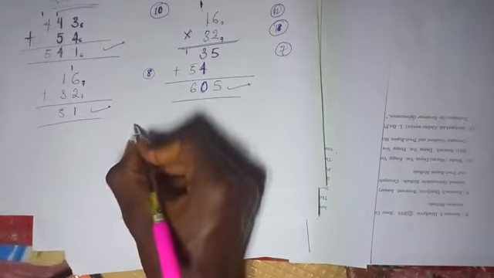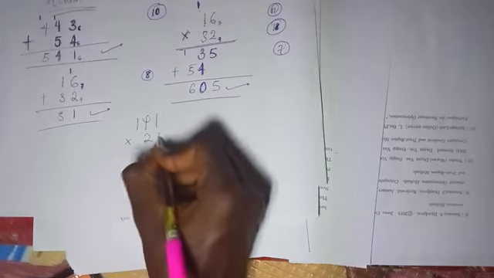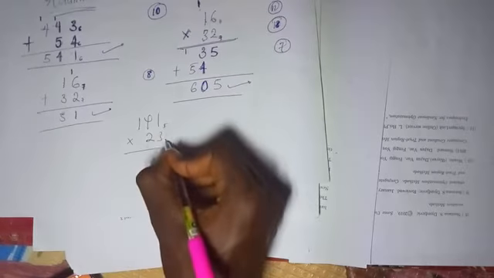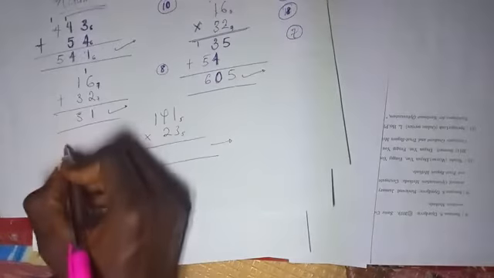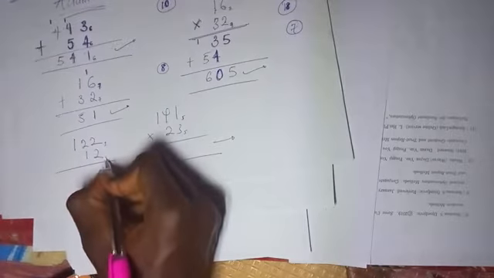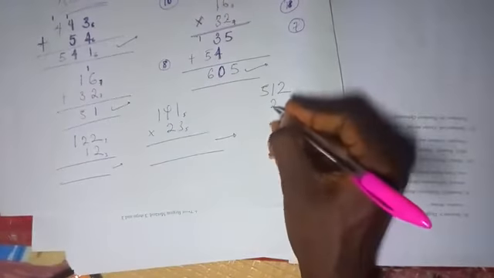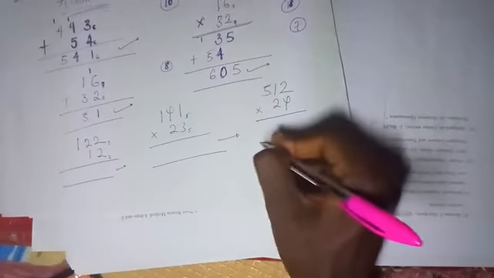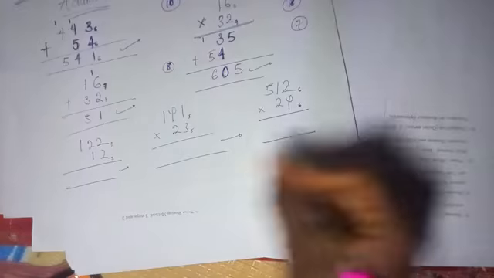So you can try this on your own. Try 141 times 23 in base 5. Also try this question: 122 times 12 in base 3. And finally, the last one, 512 times 24 in base 6. So just try these questions.